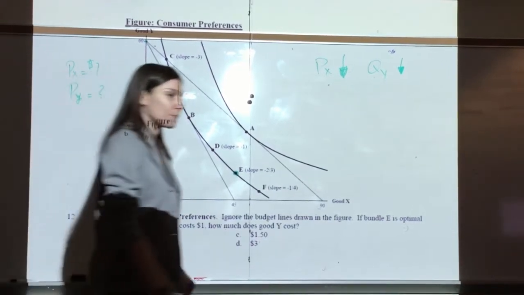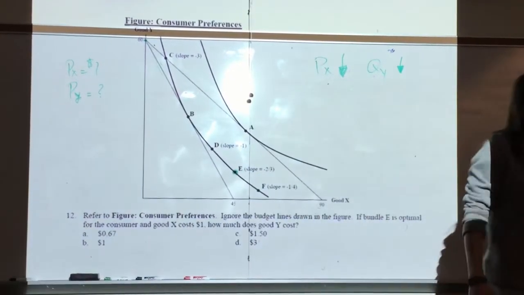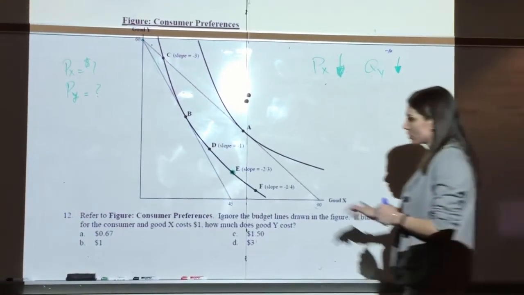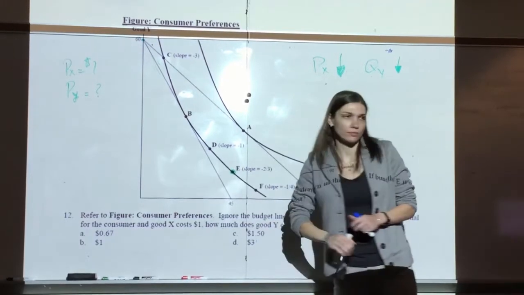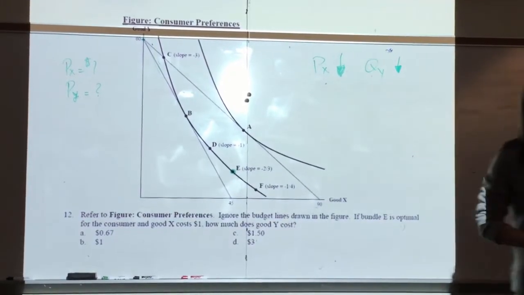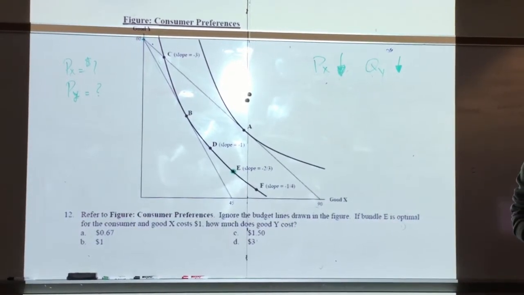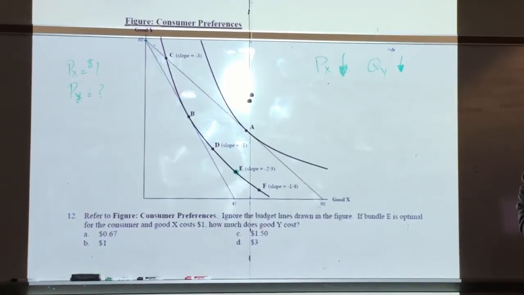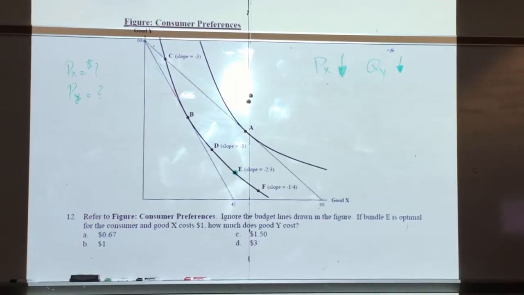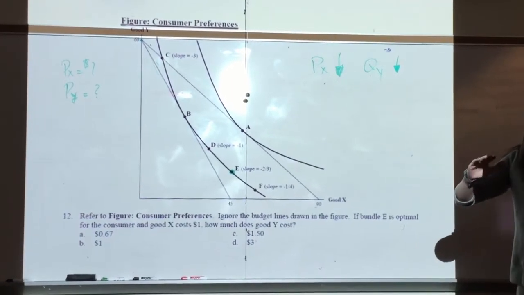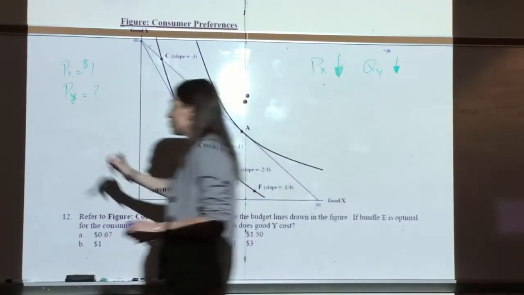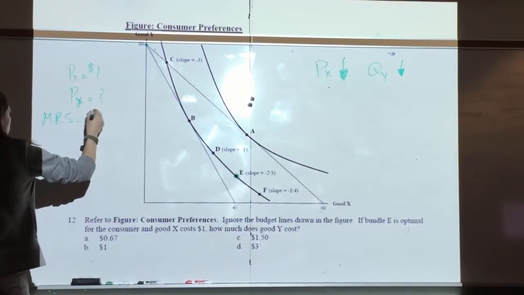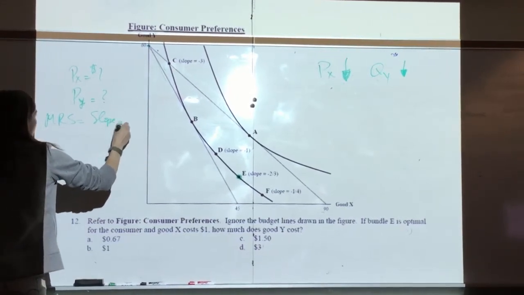What do we do here? I don't have a budget line to look at, right? But I do know that my optimality point is E. What do I know is true at the optimal consumption bundle? The slope is equal to the marginal rate of substitution. Yes, exactly. So the slope of the budget line is equal to the marginal rate of substitution at the optimal. And this is the slope of the budget line.